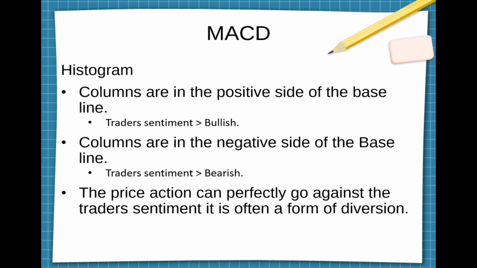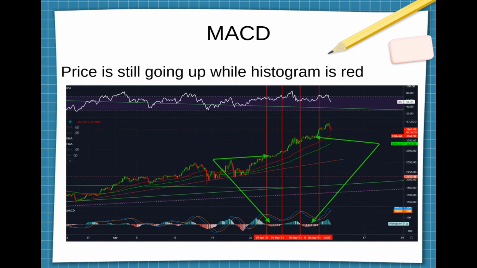The price action can perfectly go against the trader sentiment. It is often a form of divergence. So you have divergence when you have intensity and persistency that is less than the previous one, but you also have situations in which the price action is going against the histogram. It is actually a big divergence. Now, price is still going up while the histogram is red. That's an example.